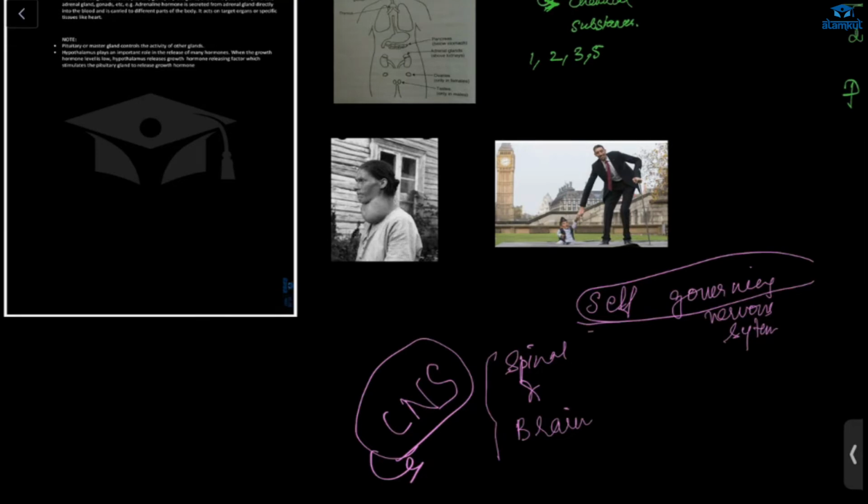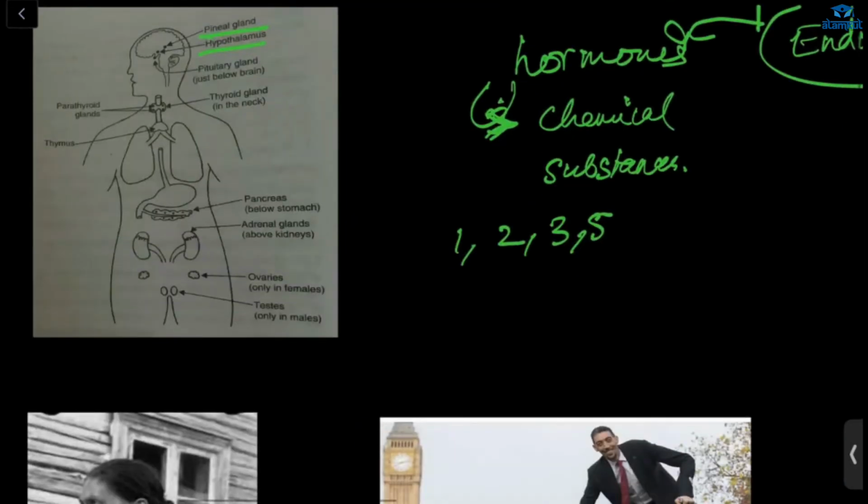No, ma'am. Okay, then what we were talking about? We were talking about hormones, right? So let's see. Next, we have pituitary gland, thyroid gland, parathyroid, thymus, pancreas, adrenal, ovaries, testes. The ovaries will be present only in females, and the testis only in males.